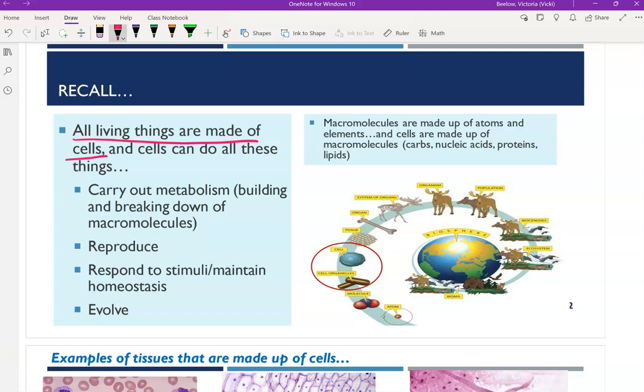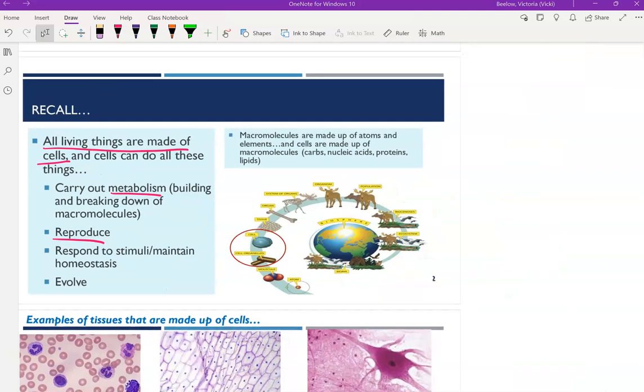These are the characteristics of life we talked about in the intro to bio unit. So they can carry out metabolism, building and breaking down those macromolecules: lipids, proteins, nucleic acids, carbohydrates. Cells can reproduce, they can make more of themselves. They can respond to stimuli, so changes in the outside environment or internal environment, and they can maintain homeostasis, and they can also evolve.